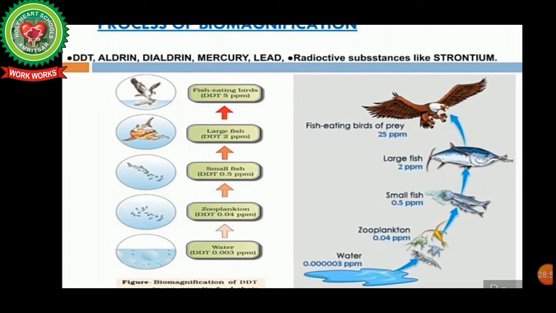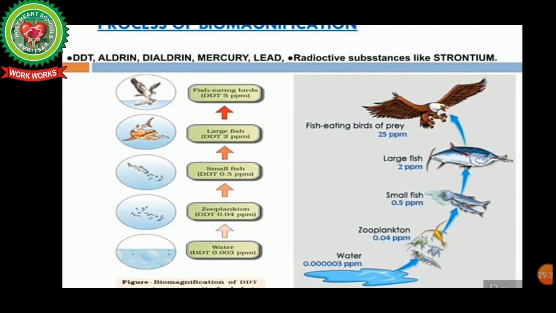In this picture, you can see very clearly again the process of biomagnification. Biomagnification is usually caused by harmful toxic substances like DDT, aldrin, dieldrin, mercury, lead, and radioactive substances like strontium. Now, you can see in this picture the toxic water is consumed by the zooplankton. Thus, the concentration of toxic substances goes on to zooplanktons.